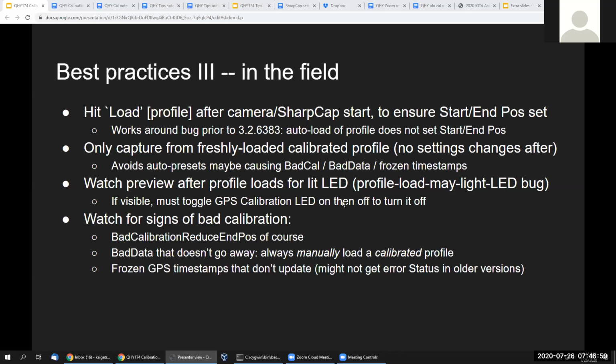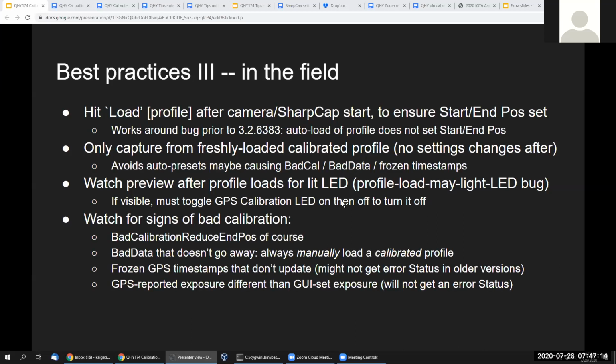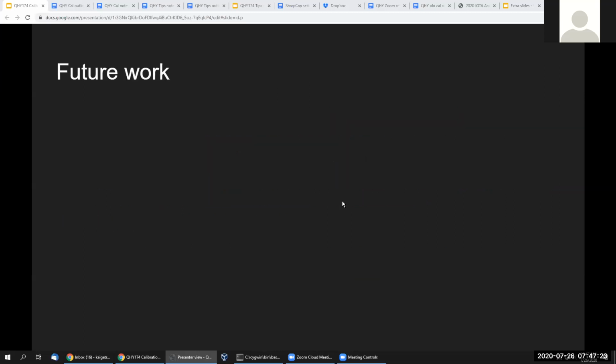Look for frozen GPS timestamps that don't update. Sometimes we get an error for this. I think in older versions, we might not. Watch for the exposure to change. I don't think it will hit this one unless you have really bad calibration. So those are my 3 big slides. And again, this presentation will be available, so you don't have to furiously scribble notes, because I know I've probably put you guys to sleep.